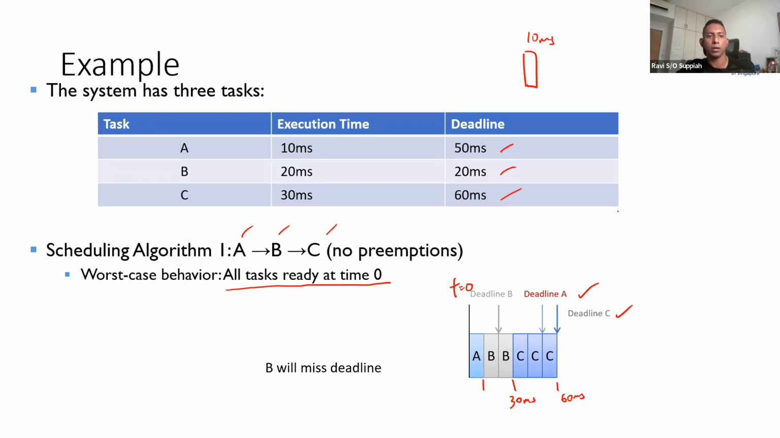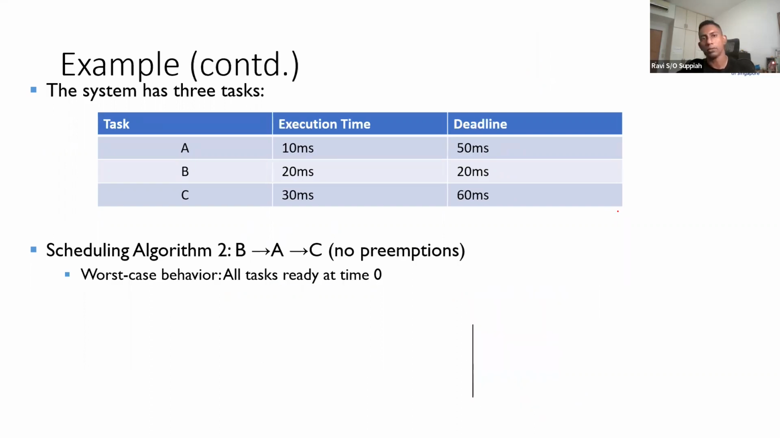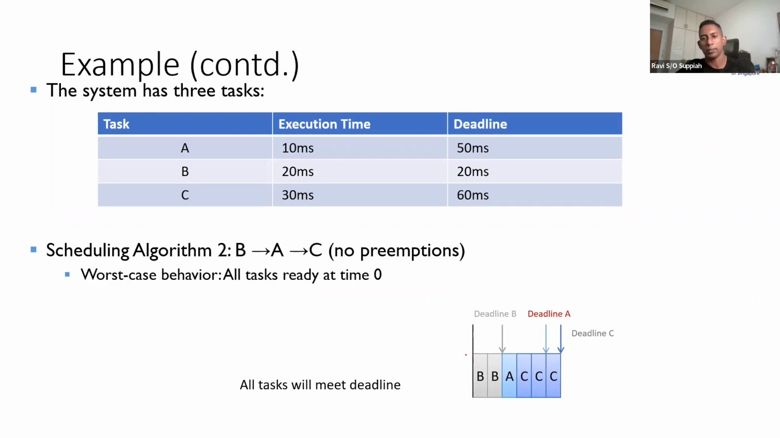So we can see that this order of A, B, and C is not going to work for us. How about I switch it around? Since I know that B missed the deadline, why don't I put B, A, and C? I'll run B first, followed by A, followed by C. If I look at the deadlines, you can see that all the tasks meet the deadline, because by 20 milliseconds I complete task B, by 30 milliseconds I complete A, and by 60 milliseconds I complete C.